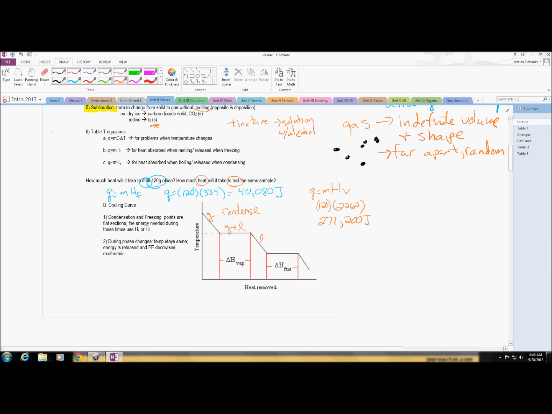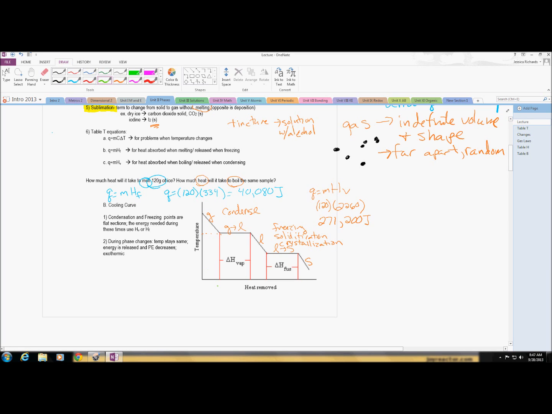This section would be a liquid only. Here we have a liquid turning into a solid called freezing, called solidification, sometimes called crystallization. So lots of different words for that one. And then down here we have nothing but solid.